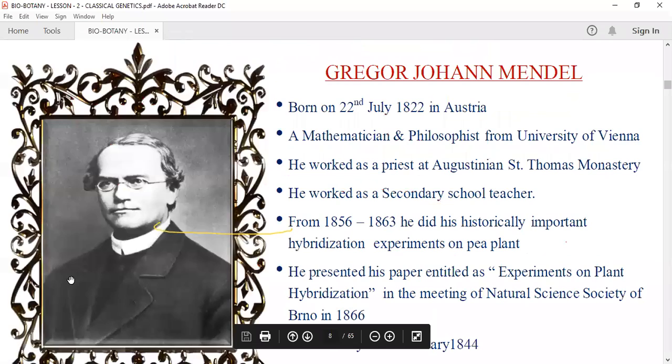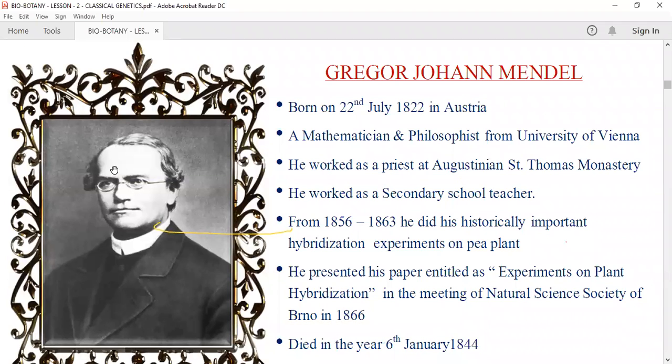And next, let us see about our great scientist Gregor Mendel. You all know he is the father of genetics. He was born on 22nd July 1822 in Austria. He was a mathematician and philosopher, and he worked as a priest at the Augustinian St. Thomas Monastery, and he also worked as a secondary school teacher.